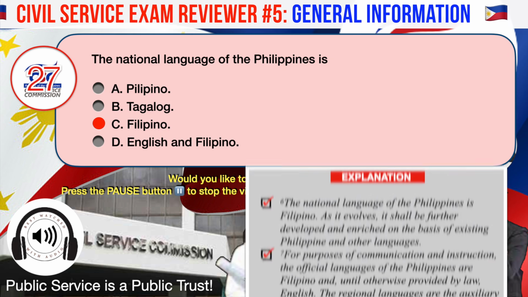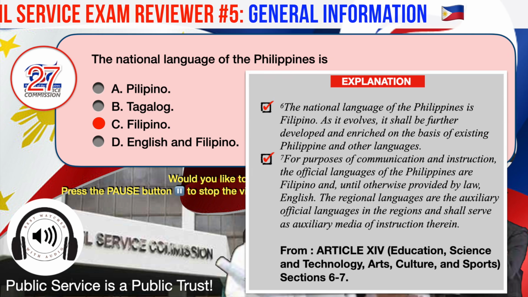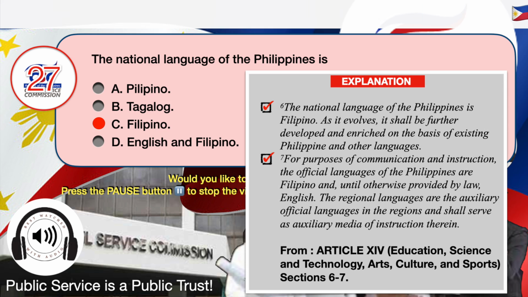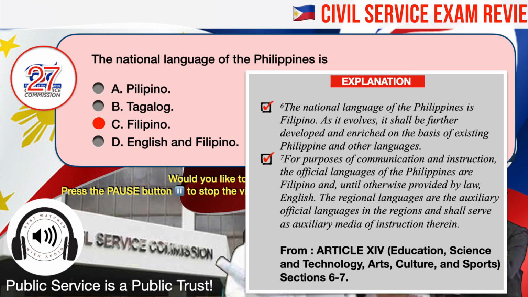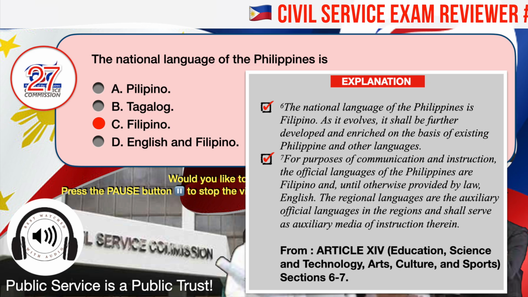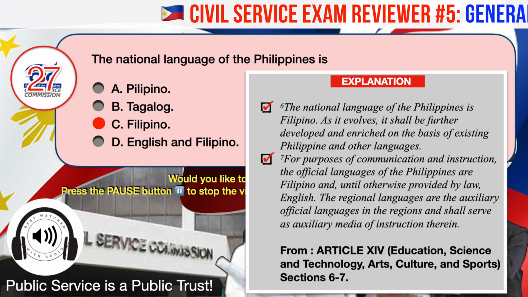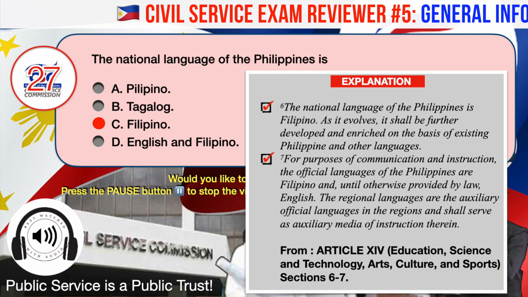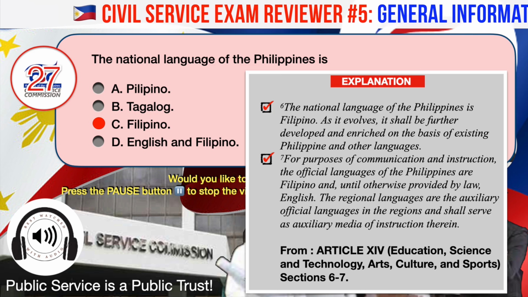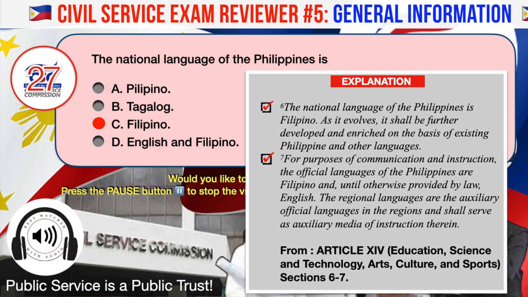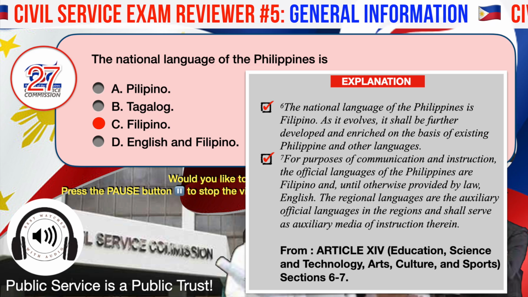Filipino. As mandated in Article 14 of the 1987 Philippine Constitution, the national language of the Philippines is Filipino. As it evolves, it shall be further developed and enriched on the basis of existing Philippine and other languages. Section 6. Take note, however, that for purposes of communication and instruction, the official languages of the Philippines are Filipino and, until otherwise provided by law, English. The regional languages are the auxiliary official languages in the regions and shall serve as auxiliary media of instruction therein. Section 7.